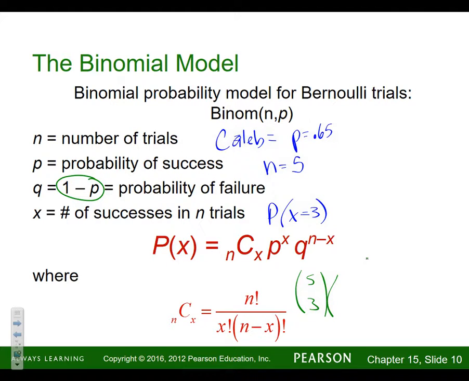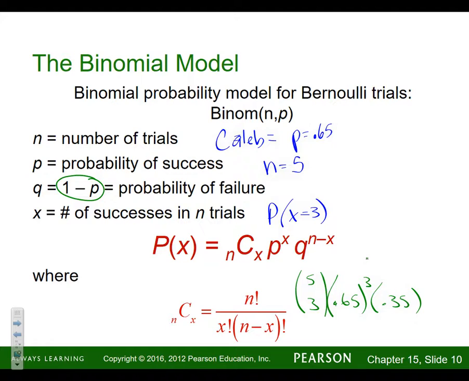It's the probability of success, which happens to be 0.65. I need to take that to some exponent, and that exponent is going to be how many successes I'm looking for. It's 3. I want to see how many he can make, so I want 3 of those. That means he's got to not make some, correct? So what's the probability of him missing the shot?